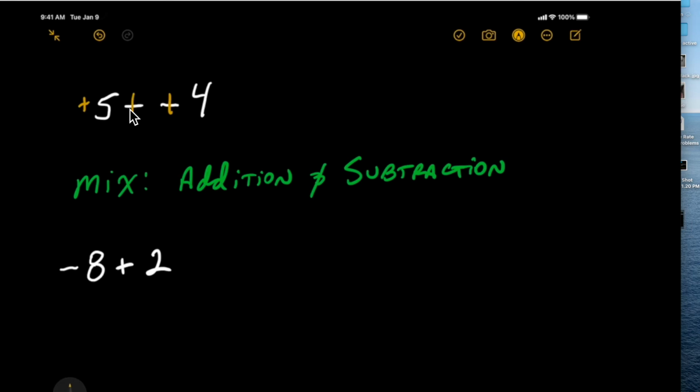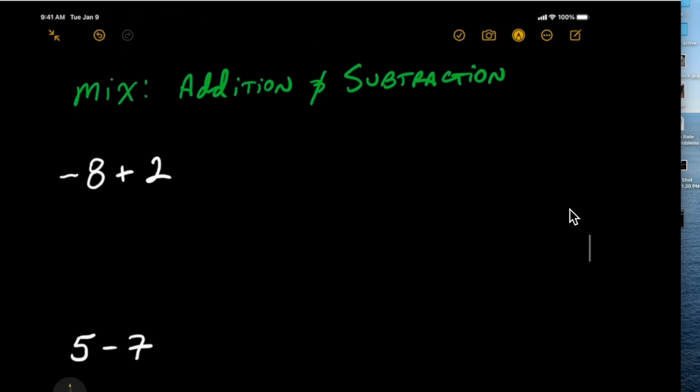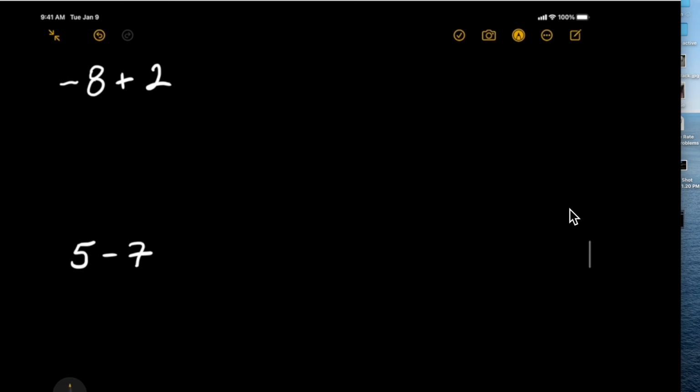We are adding integers. The signs of the two integers are the same. We add the numbers and we retain the sign that they both share. Final answer is +9. Okay, I'm going to do a little bit of a mixture here, addition and subtraction. And again, I invite you to pause the video and try them on your own.